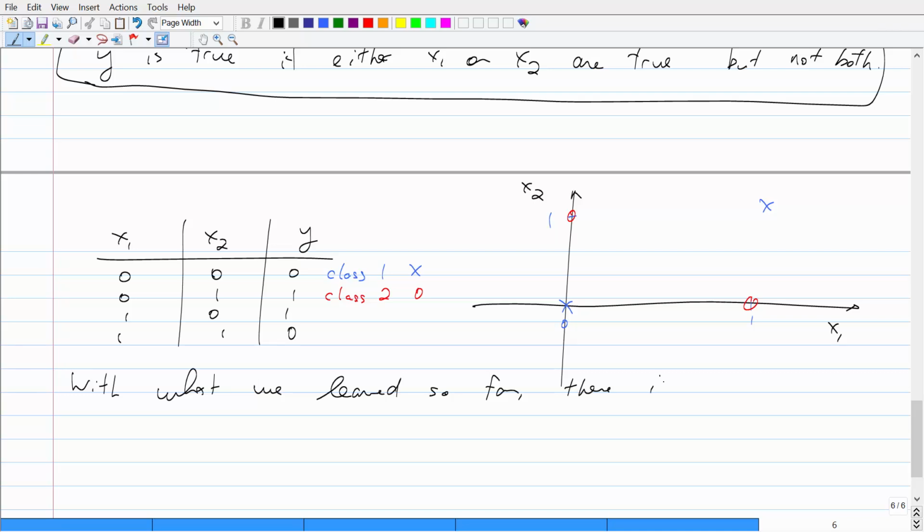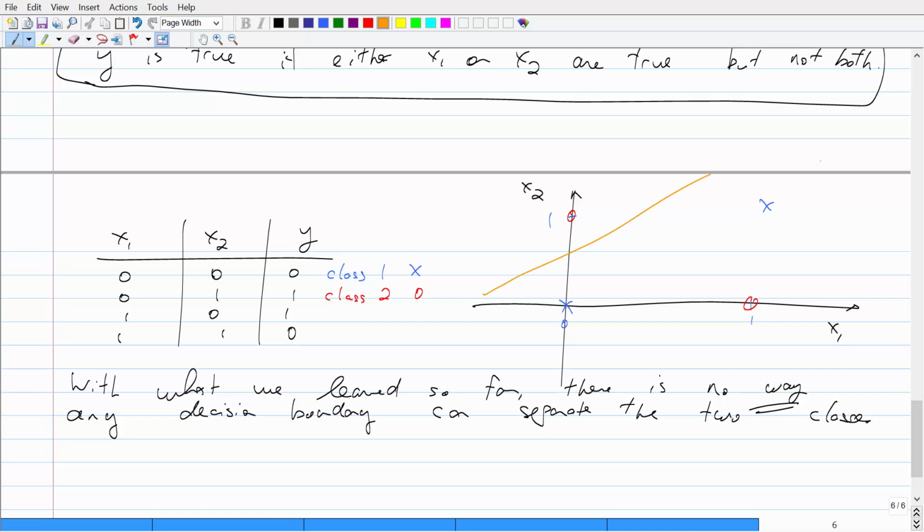So with what we've learned so far, there is no way any decision boundary can separate the two classes, right? If I tried something like this, for example, well, that's not going to work because the red circle that's supposed to belong to one side of the line, the X's are totally fine, but then the circle is misclassified. That's not what you want.